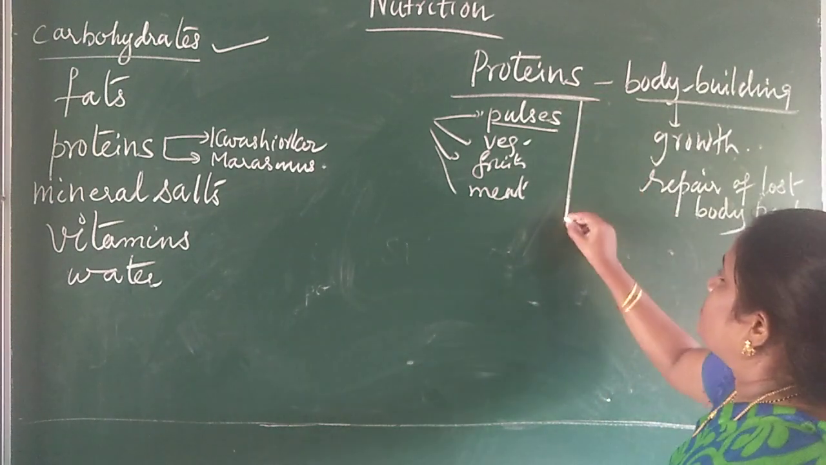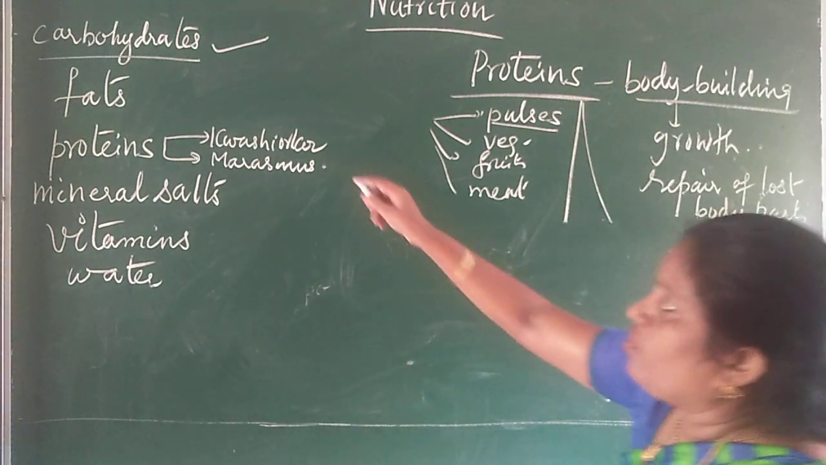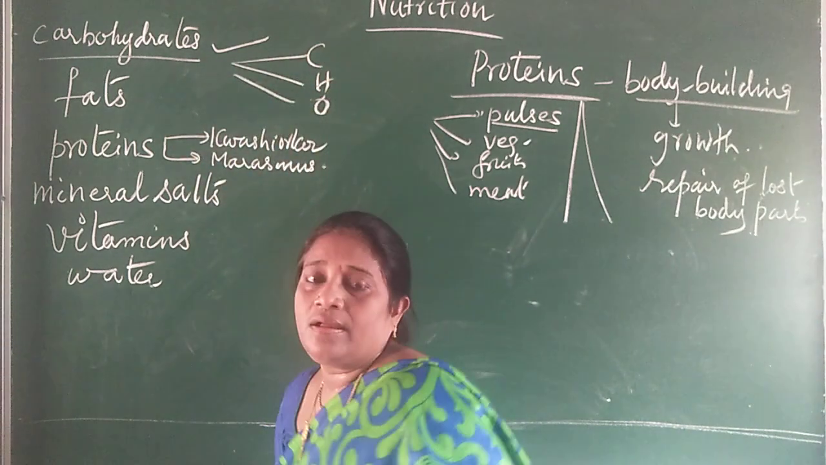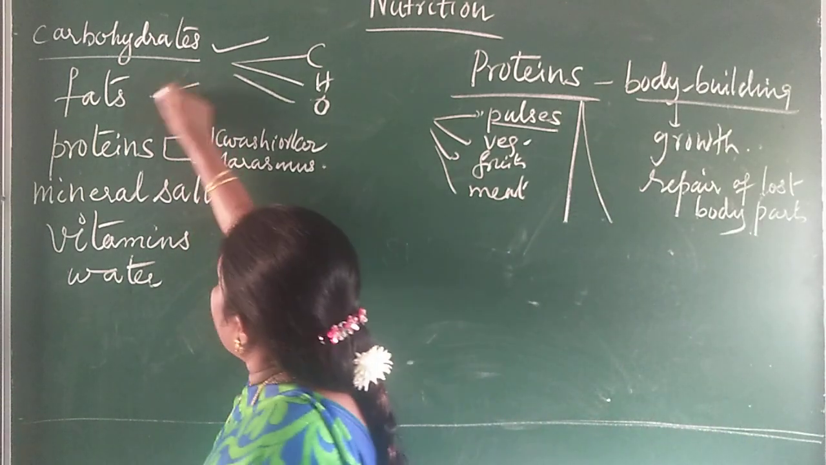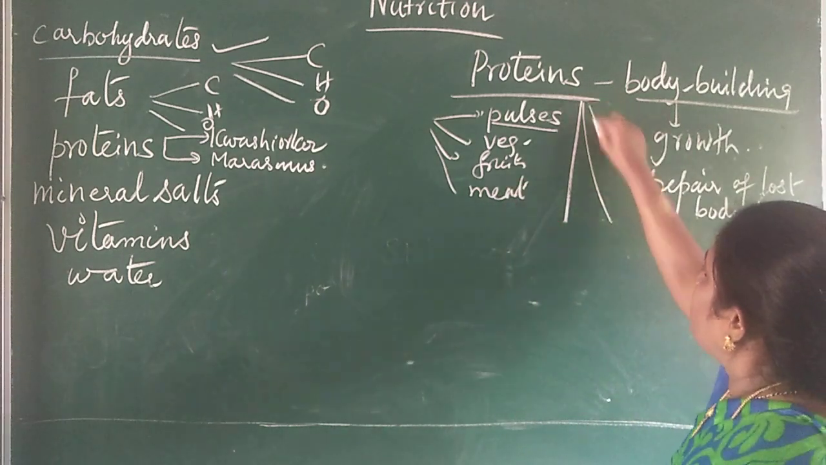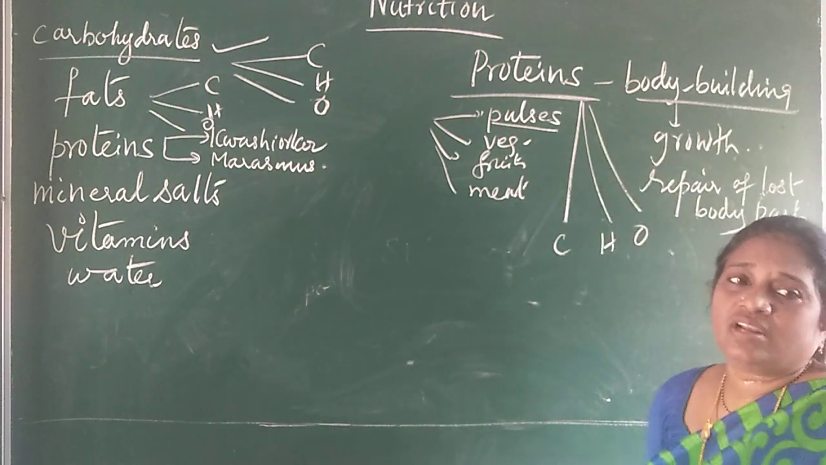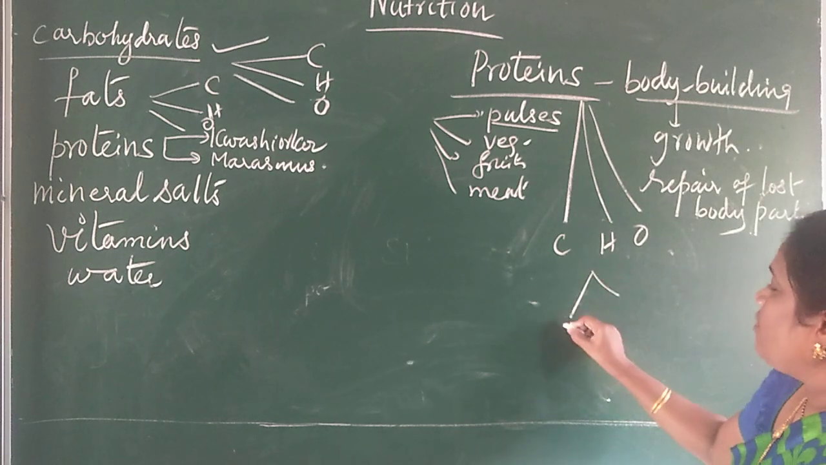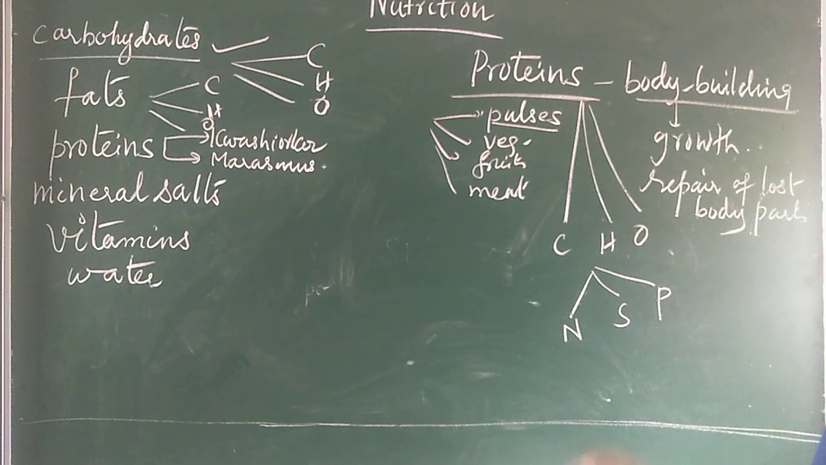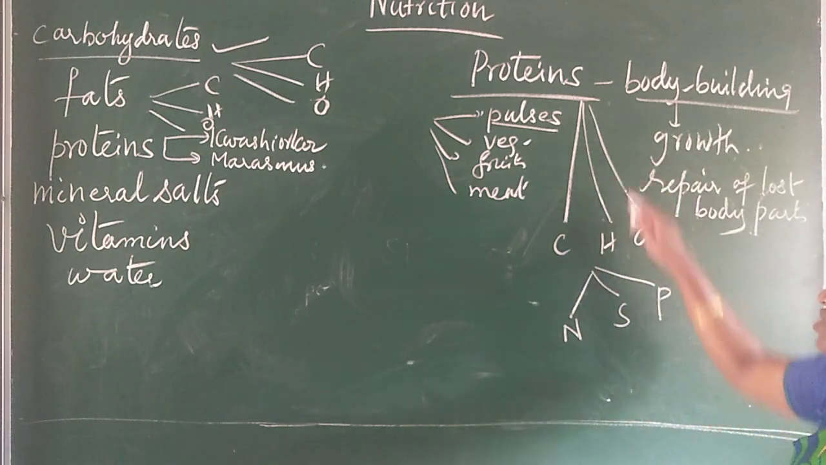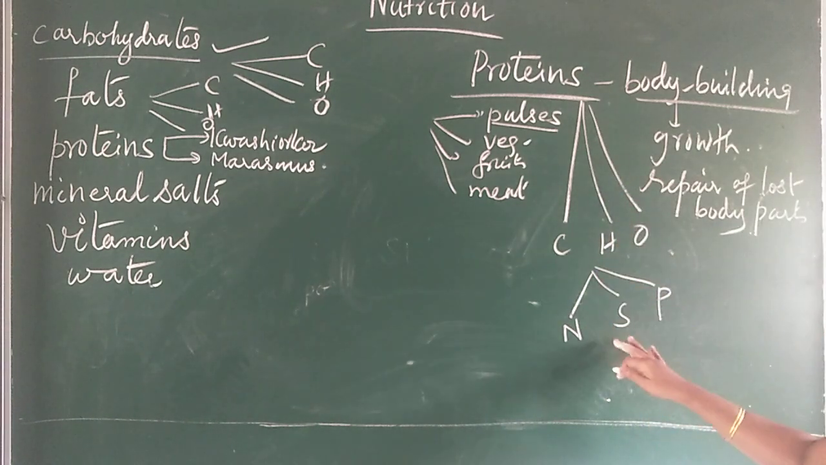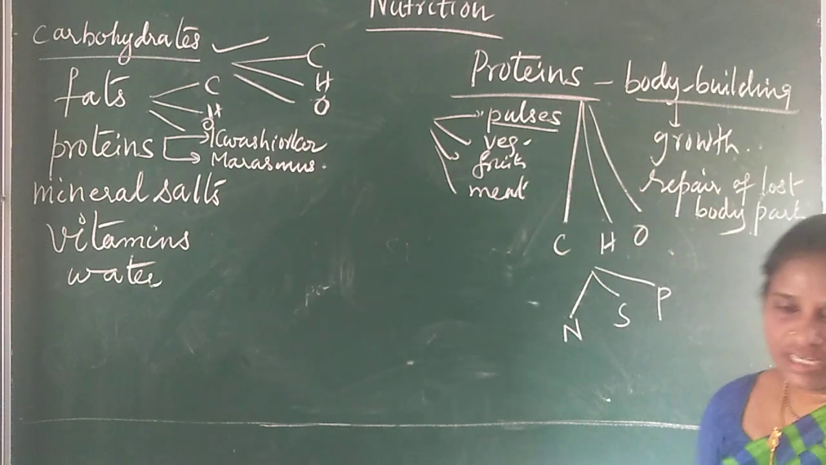Now, what are these proteins made up of? Children, I forgot fats. Already I told you carbohydrates are made up of carbon, hydrogen and oxygen. Similarly, fats are also made up of carbon, hydrogen and oxygen. Now coming to the proteins, proteins are also made up of carbon, hydrogen and oxygen. In addition to this, they also contain nitrogen, sulfur and phosphorus. So these are the various elements that constitute proteins.